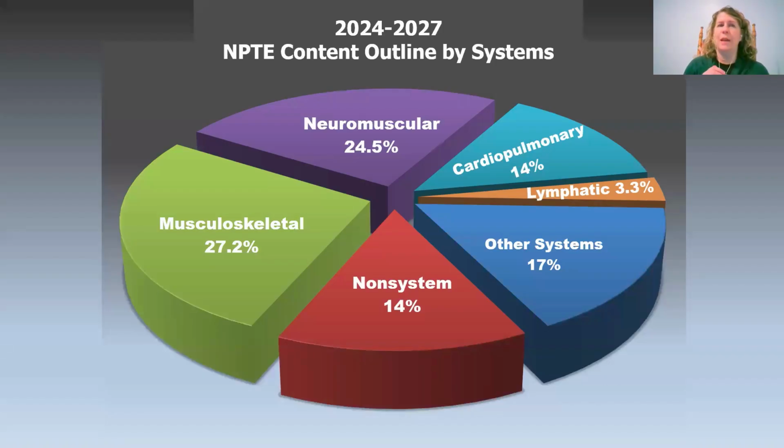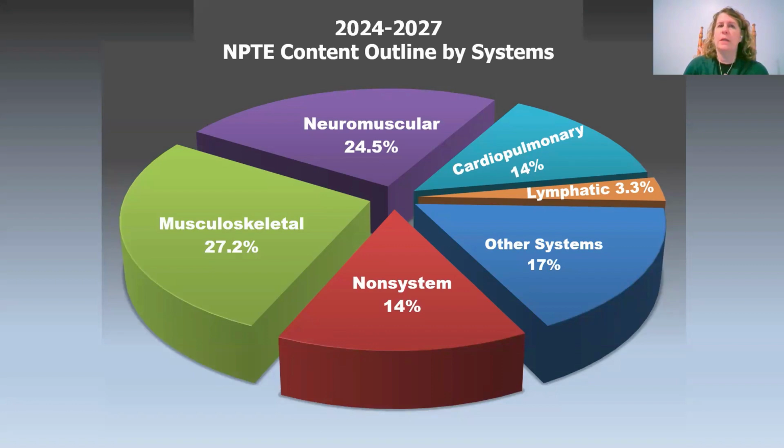The content outline changed very little. So musculoskeletal used to be 28%, now it's 27.2. Neuro used to be 25, now it's 24.5. So it hasn't changed a lot. Cardiopulm used to be 13, lymphatics used to be 3. So it's pretty similar to what it was before.